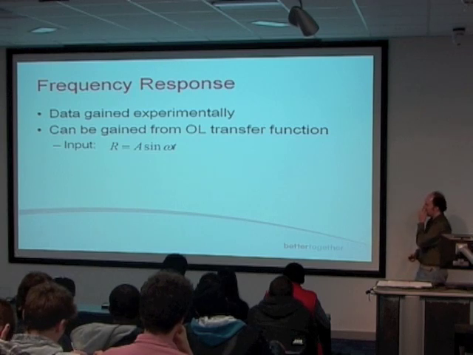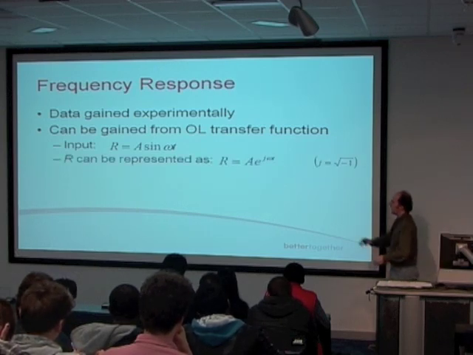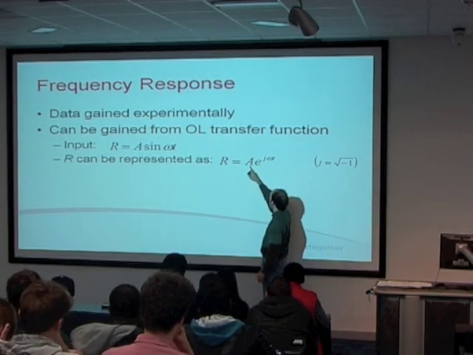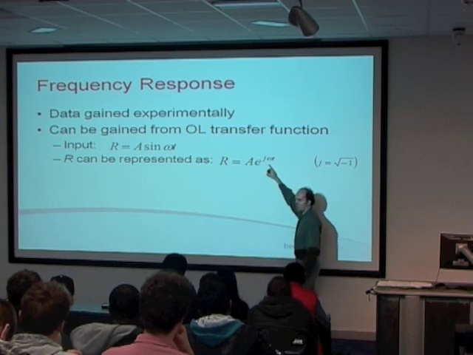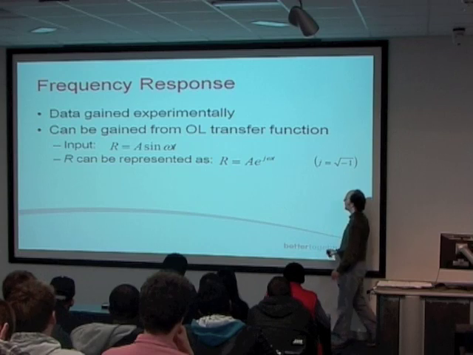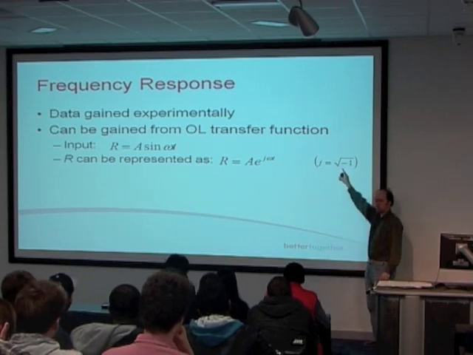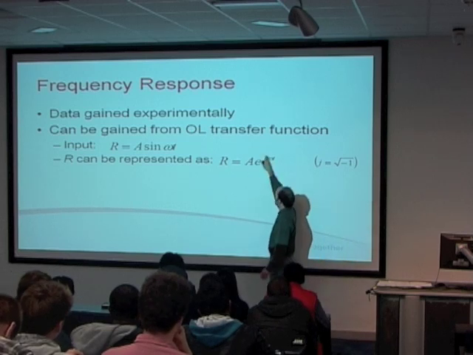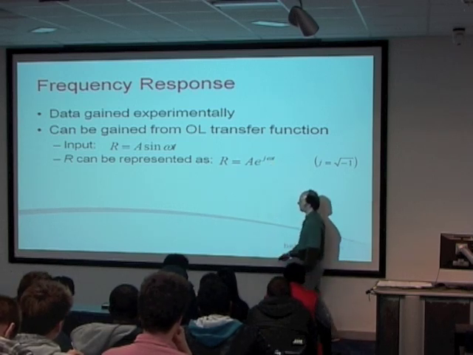Well, there's our input, R equals A sine omega t. Now, any sinusoid, we know from Euler's theorem, can be represented by A times e to the power of j omega t. You should all be familiar with that, where j is obviously the square root of -1, the imaginary number. And any sinusoid can be represented with that, with the amplitude A.